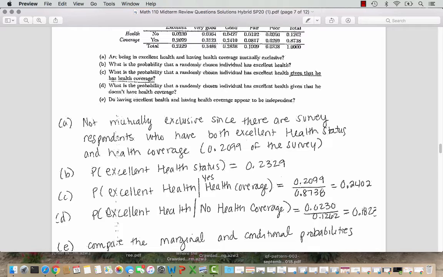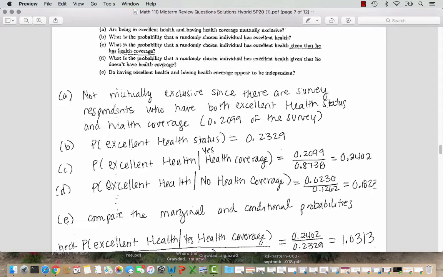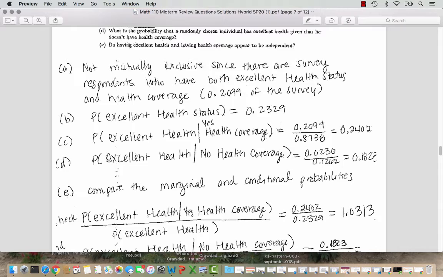So that does look like a difference. I'm starting to wonder if there is a relationship or an association between having excellent health and health coverage. Question E asks just that: do having excellent health and having health coverage appear to be independent or not? We have to compare the marginal and conditional probabilities. Luckily we've done all these calculations in parts B, C, and D.